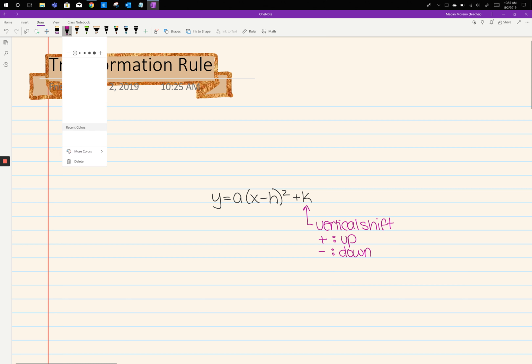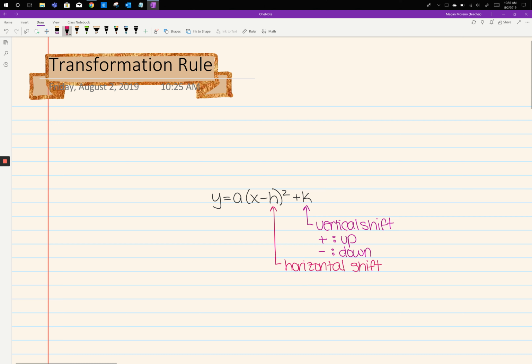Then we can move on to our h. Our h, I like to tell my students, if you can't remember which one's which, just remember that h goes with the horizontal, leaving you with k being the vertical. So h will always be the horizontal shift.